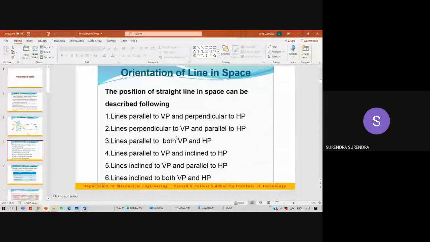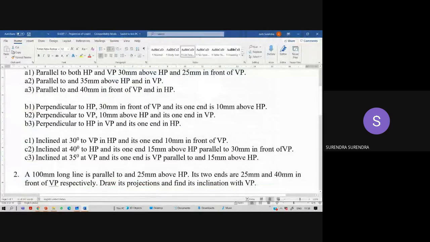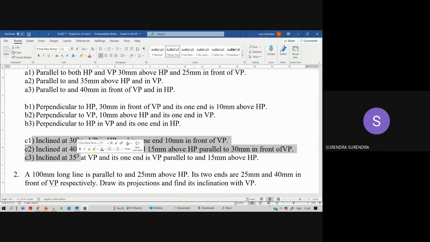Case 1, line parallel to both HP and VP. So here in A1, A2, A3, in all of them the line is parallel to both the reference planes but with different distances. Similarly, the second one, line perpendicular to one reference plane and parallel to the other. And the third case, simple conditions, when the line is inclined to one reference plane and parallel to the other. So in that I discuss 3 conditions, though there are 9 problems, so that you can go through all the types of problems. So let us start with the first problem, A1.